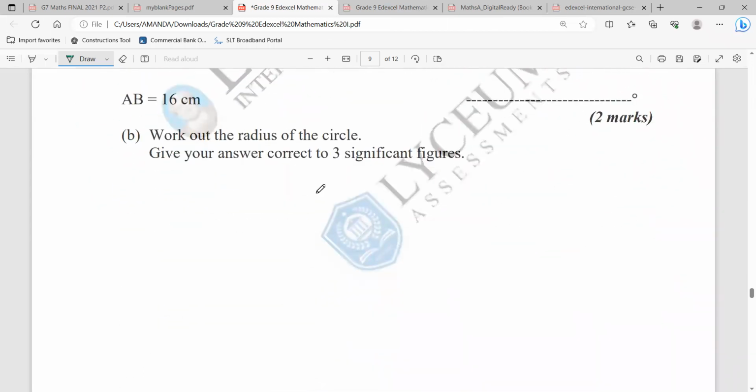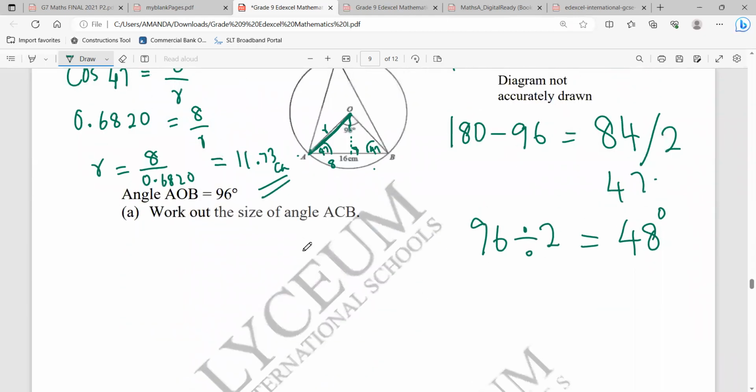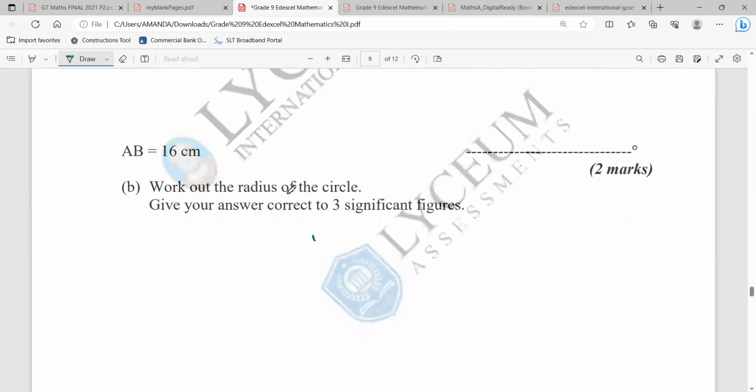Yeah, so this is done. If you answer correct to three significant figures, do I have three significant figures? Yeah, so if you give the answer to three significant figures, that means you need to cut it off from here. You don't have to worry. So it's going to be 11.7, I think. Yeah, centimeters.